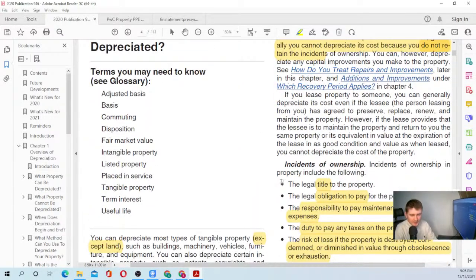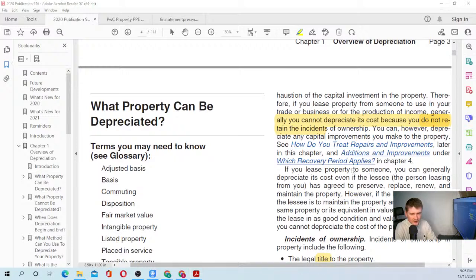And we will have the definition of incidence of ownership. Therefore, if you do not retain incidence of ownership, and if you lease property from someone to use in your trade and business, generally you cannot depreciate its cost because you do not retain the incidence of ownership.